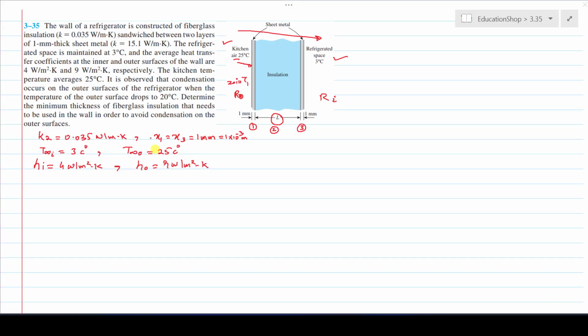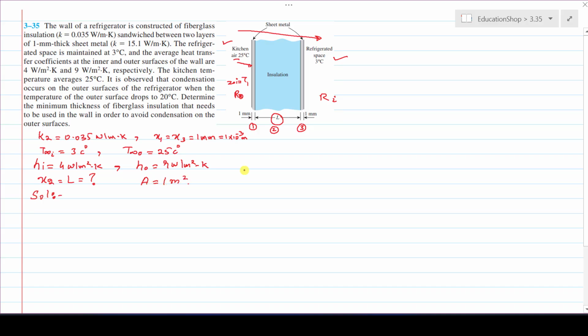And what is our requirement? In order to avoid condensation at the outer surface of the sheet, we need to find the thickness of the insulation, that is x2 equal to L. That is our requirement. Consider the area as a unit area, that is 1 meter square.